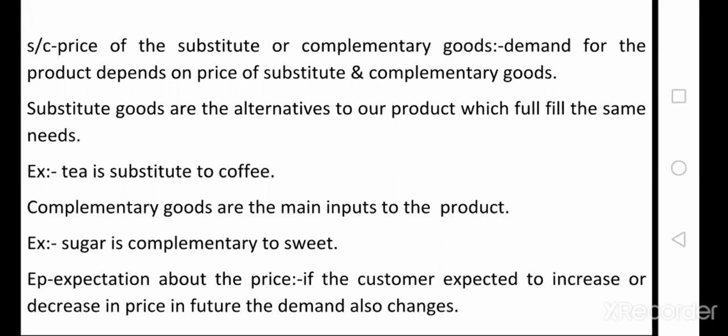For example, after the budget, if you expect that electronic goods, for example cell phone prices, will decrease in the future after the government announces the budget, and you have that information, then automatically you postpone the purchase of cell phones, because the price decreases in the future. So at present the demand decreases.